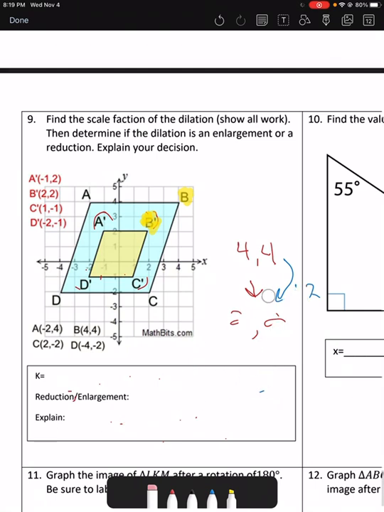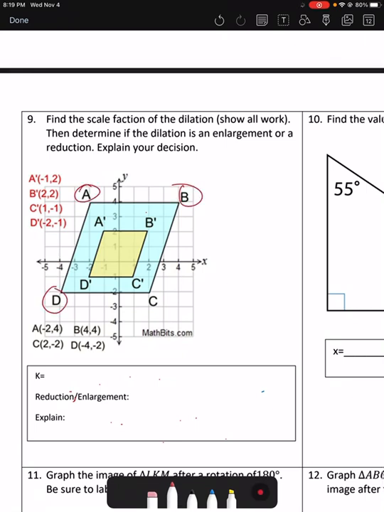So the first thing it wants me to do is decide if it's enlargement or reduction. And in order to decide that, we're going to look at our primes. So we know these are our firsts and these are our seconds based only on the fact that they're primes, right? Primes means second. So I'm going from big to small, so that's going to be considered a reduction. And how do I know? It gets smaller.